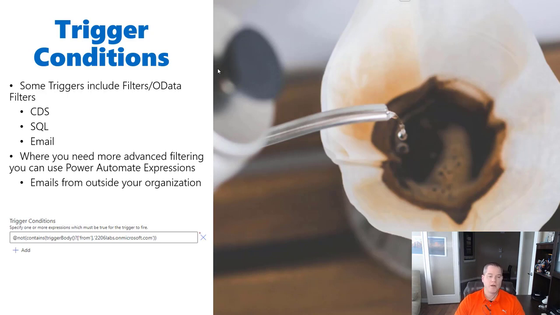So in this case, what they want to do is exclude any emails that are coming from inside the organization, and accept only emails coming from outside the organization. So let's see how we can solve this particular problem.